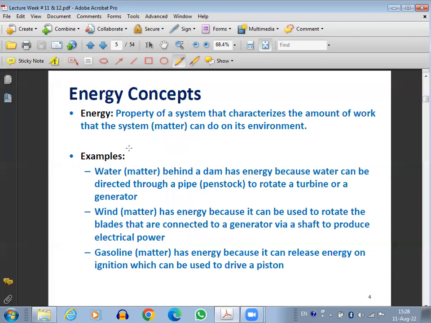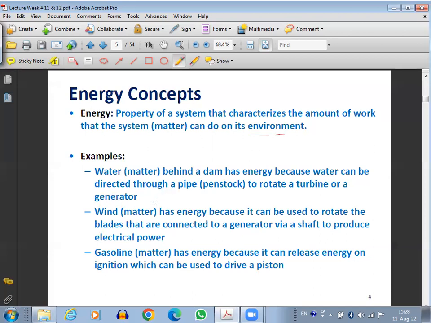So it's starting with some very basic concepts. I'm not going to spend a lot of time over that, but we'll just skim through some of the material so that you just know that we went through it. Energy: a property of a system that characterizes the amount of work that the system matter can do on its environment.